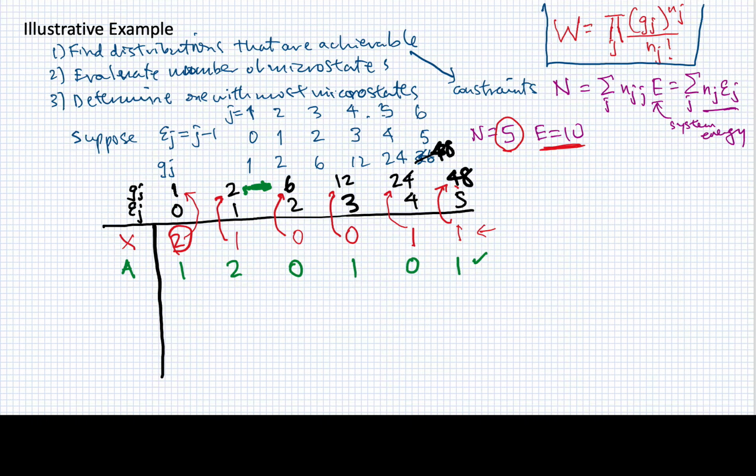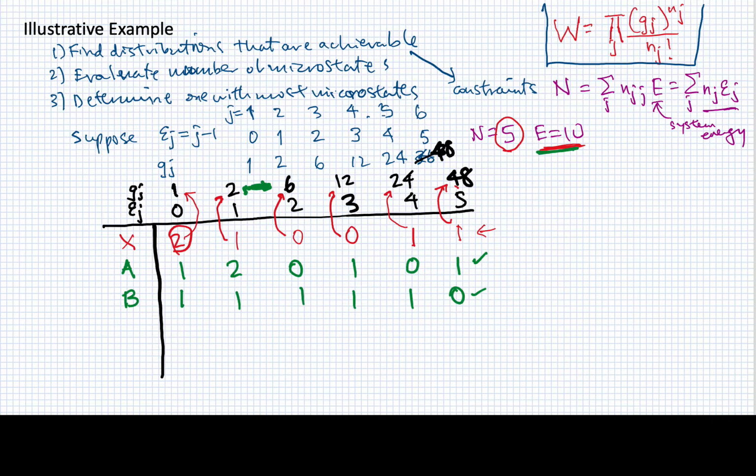Okay, I'm going to introduce a couple more and then we'll do some analysis of them. So I'll introduce another one here. Let's suppose we have 1, 1, 1, 1, 1. And if you add all that up, 1 plus 2 plus 3 plus 4 is equal to 10, which is our target energy. So I can't have any more. So this will also be a legitimate distribution.